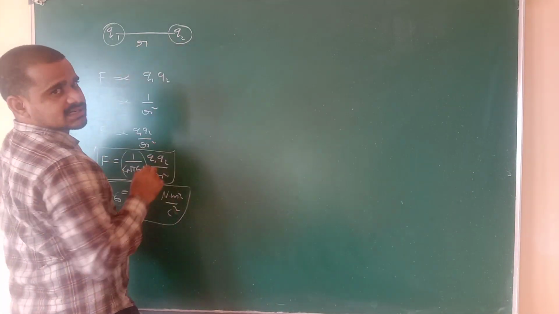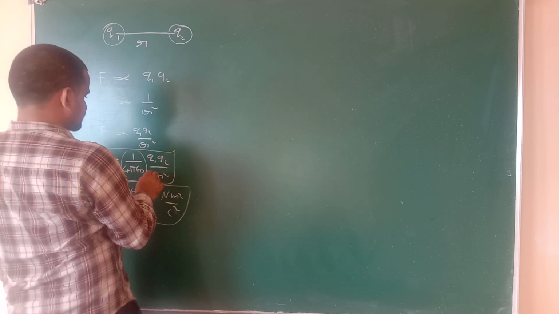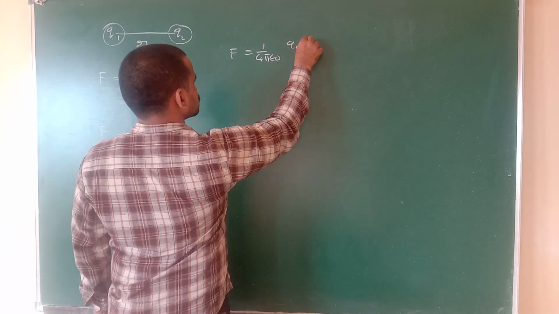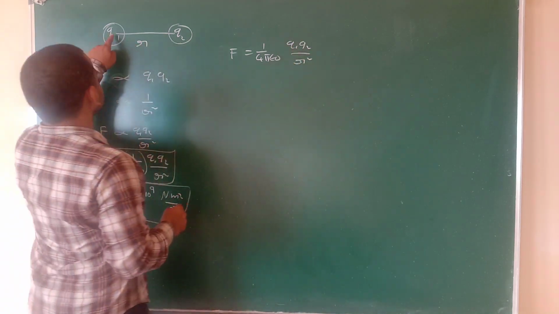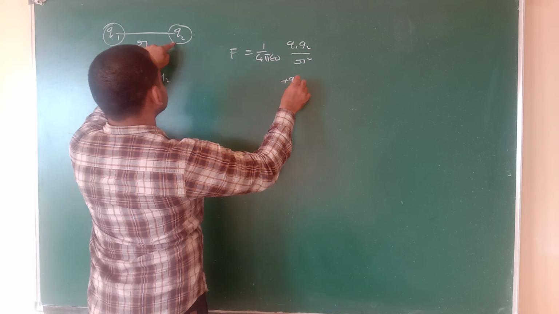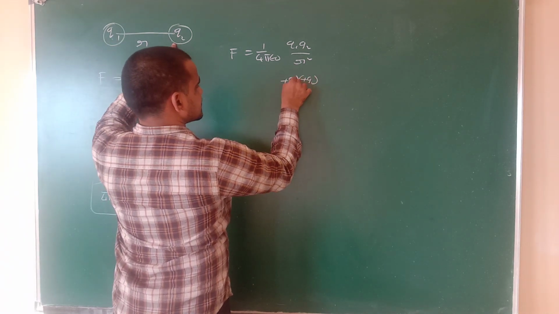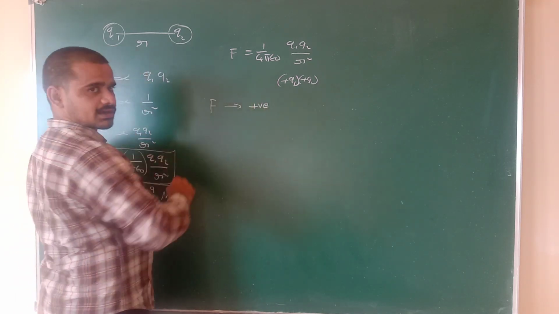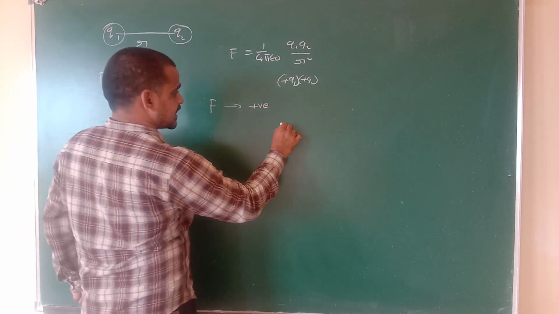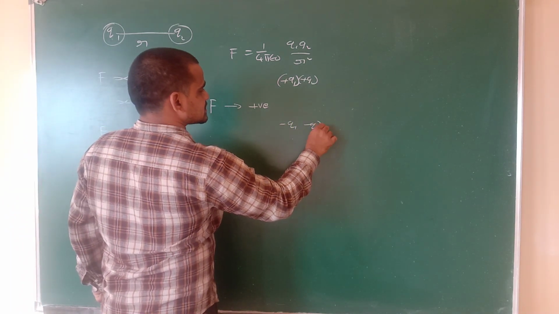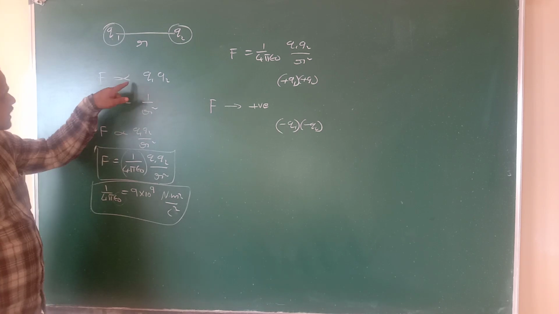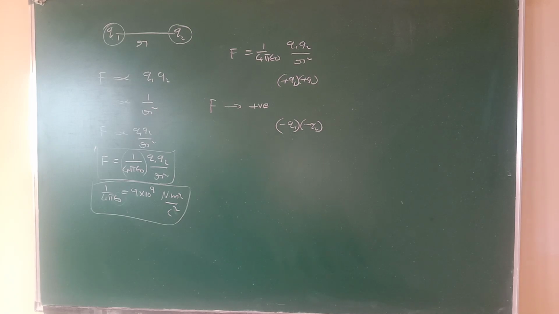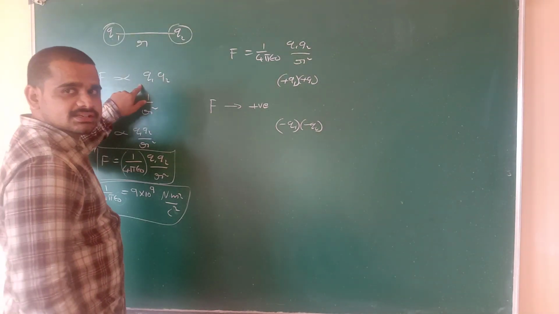If these two are like charges, positive, positive, what force do you get here? 1 by 4 pi epsilon naught Q1 Q2 by R square. If this is plus Q1 and this is also plus Q2, plus into plus, how much will you get? Plus. The force becomes positive. Let's consider if these two charges are negative, Q1 minus, Q2 minus. Force is directly proportional to the product of charges. Now check it here.